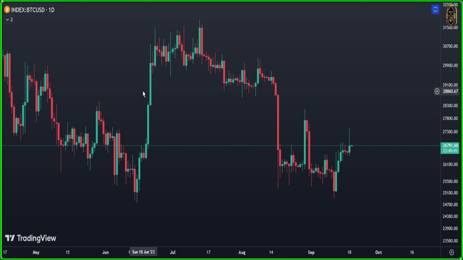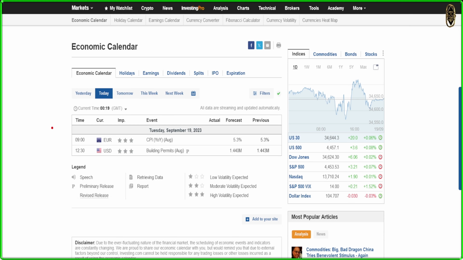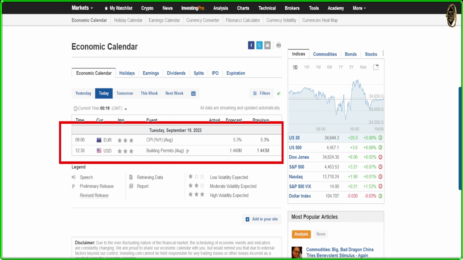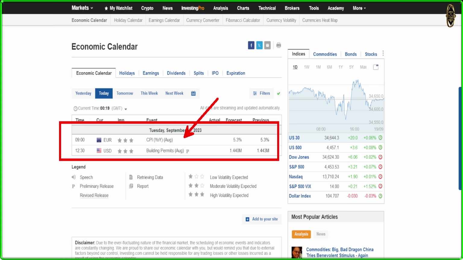Now let's go see the coming news for today, so the picture is clearer to you. So let's go in there. Here we are, guys. That's the coming news for today. As you see, we got CPI data, or inflation data, for the Eurozone, plus we got the building permits for the USA.